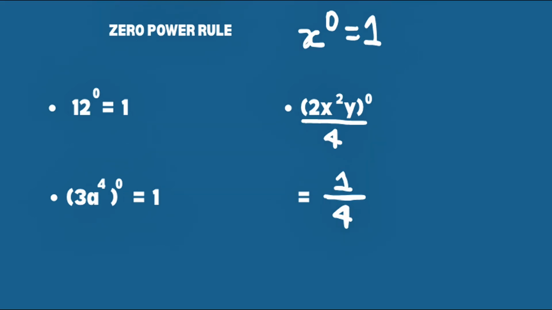Okay, guys, now the zero power rule is probably the easiest of all of these. It just says that anything when raised to the power of 0 is equal to 1. You can see that in the first two examples, and on the third one, you just have to make sure you don't mistake the whole thing for 1, since it's only the numerator that's being raised to the power of 0. The 4 on the denominator isn't.